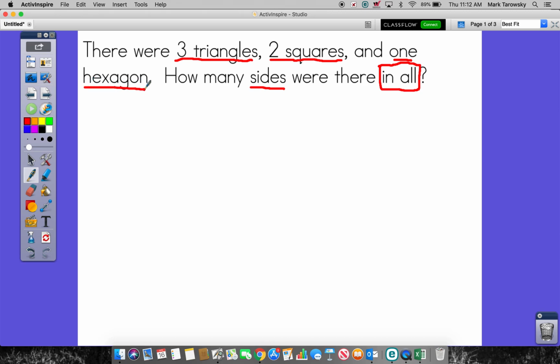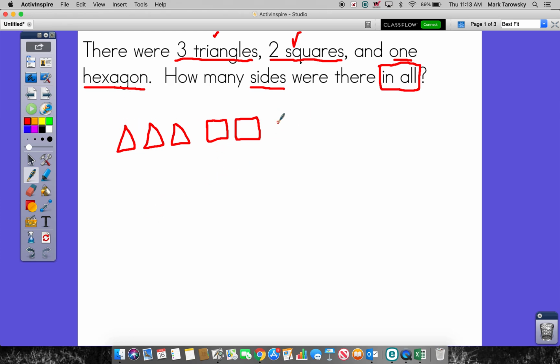So one simple strategy we can use a lot of the time is going to be drawing a picture. So in this case, three triangles. I can simply draw three triangles. All right, check that one off. Two squares. All right, I'm going to draw two squares. Another thing is we want to make sure we don't draw them too small. If they're too small, sometimes we can actually have a hard time figuring out exactly what we want.